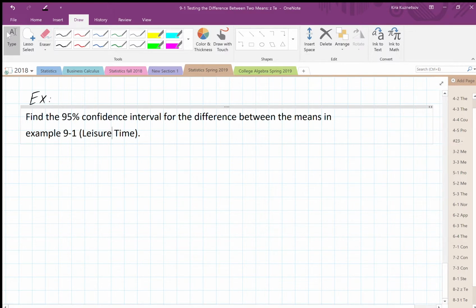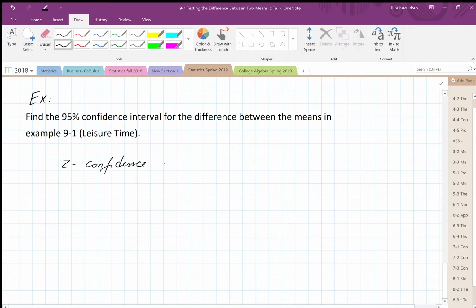This is the last portion of 9-1, the confidence intervals. Now the confidence intervals will be the intervals for the difference between two means. So these are Z confidence intervals for the difference between two means.